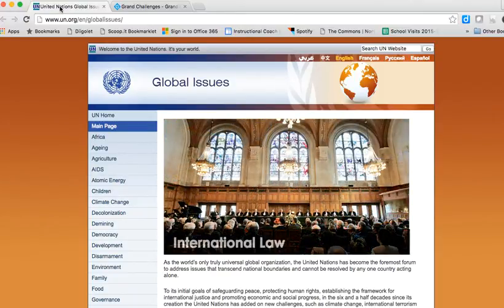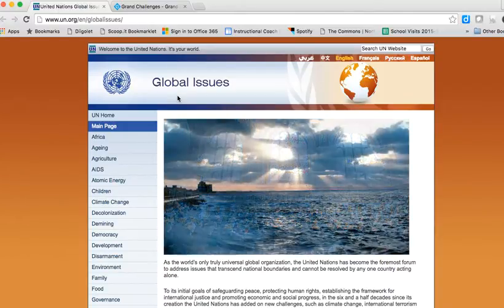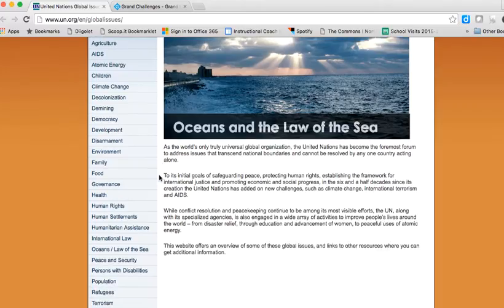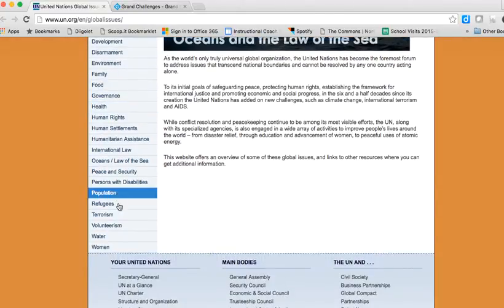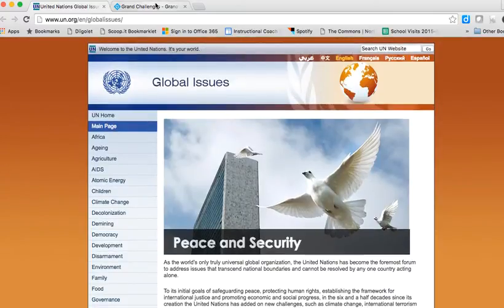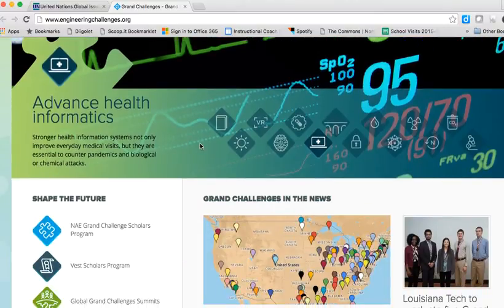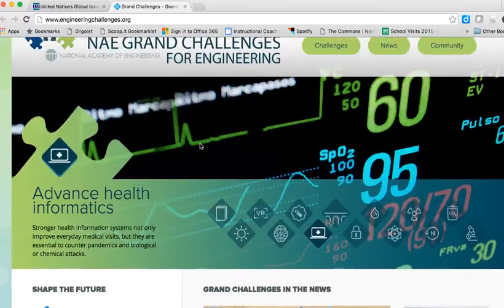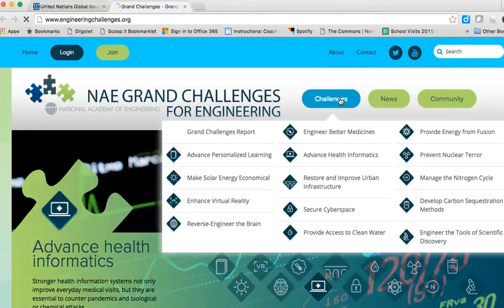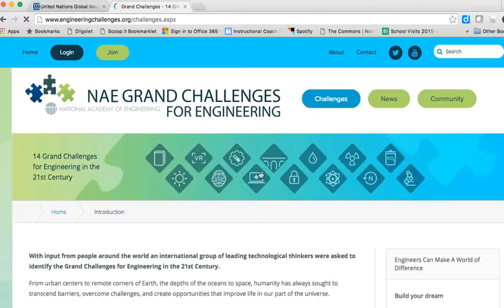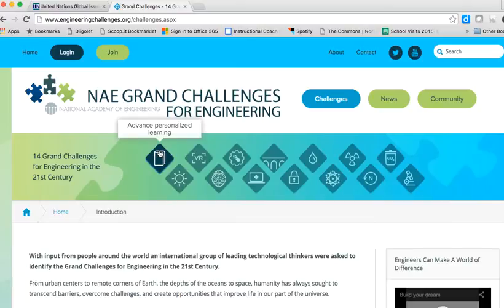So a couple of things that you need to keep in mind. One, you must choose a topic either from the UN Global Issues page, and there are a lot of topics to choose from here, or you can go to the Grand Challenges for Engineering. Now, especially with the Grand Challenges for Engineering, you're probably going to have to think through this to put it in terms of why is this an issue or why is this a priority? What's the issue behind it?